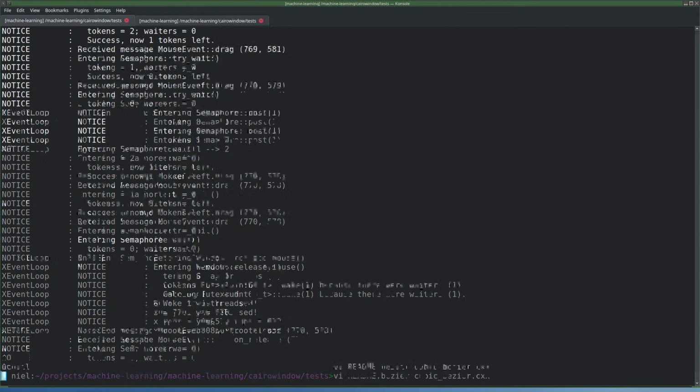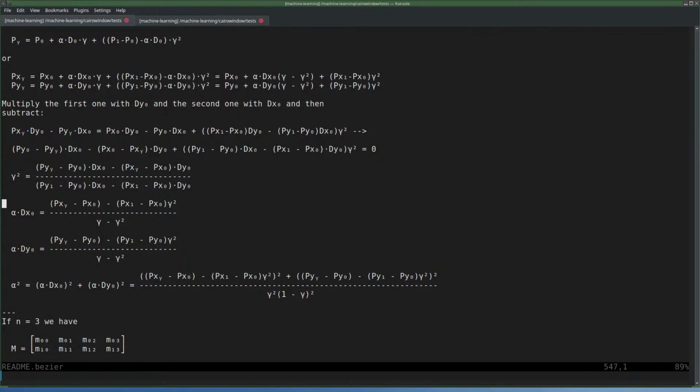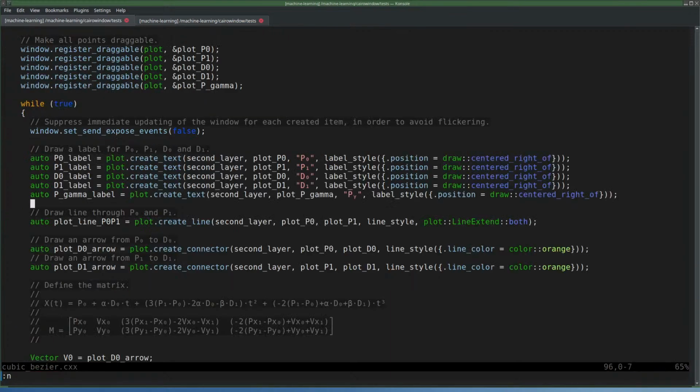Then we have the problem that we must calculate this. So that seems to be based on a vector from P0 to P gamma. Next.